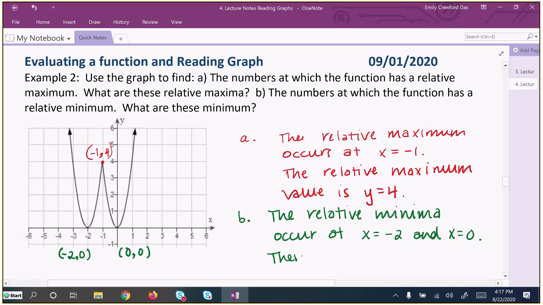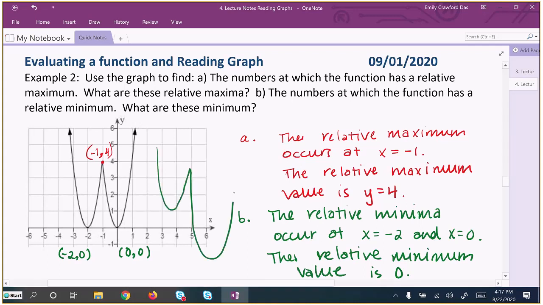And the relative minimum values in this case, they're both 0, but theoretically they could be different. Like if this picture looked like this and then this, these would still be relative minimums, and they would have different relative minimum values. Okay.